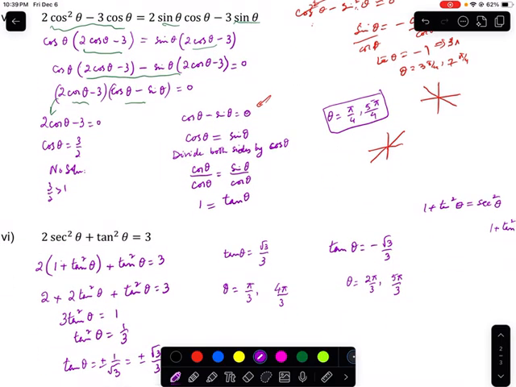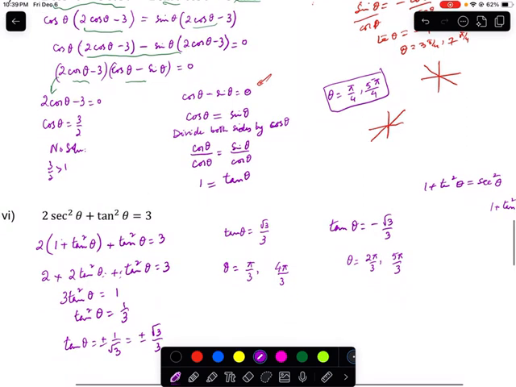Just the same thing that I did before: combine the like terms, and factor if it can be factored. If it's simpler than that, which in this case it is, we combine the like terms and get 3 tangent square theta is equal to 1. So tangent square theta is equal to 1 over 3. So tangent of theta will be plus minus 1 over square root of 3. We rationalize, and write it as plus minus square root of 3 over 3. And now we solve those two equations individually, and then we can give our theta.